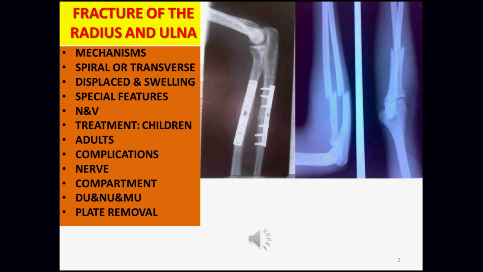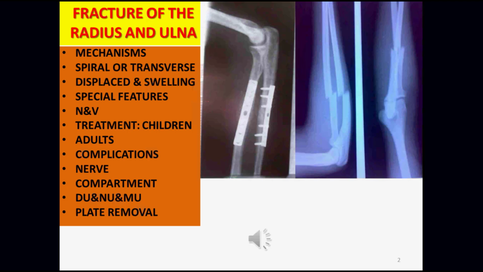Mechanism. A fall on an outstretched hand may cause a spiral fracture if there is a twisting force. Sometimes there is direct trauma to the forearm, which may cause a transverse fracture. The fracture is easily displaced because there is a strong muscle attached to the radius, and the bones are usually displaced. There is marked swelling, and there is possibility of muscular injury and compartment syndrome.